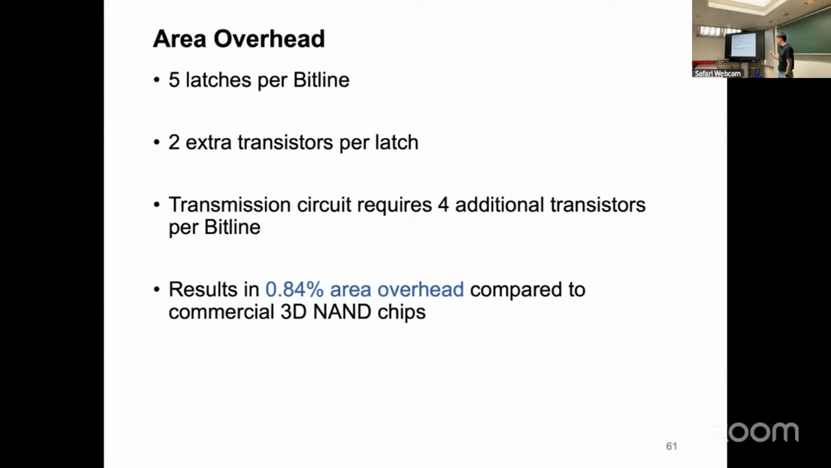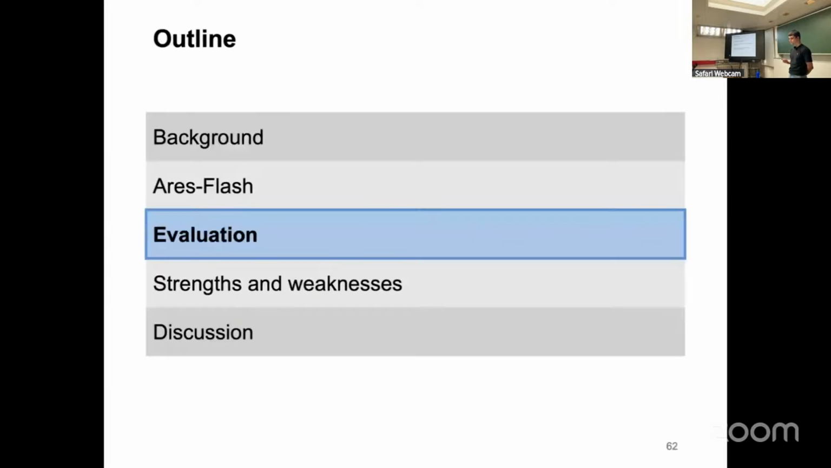So all this hardware generates some area overhead, where we have 5 latches per bit line and 2 extra transistors per latch. And the transmission circuit requires 2 additional transistors per bit line. And this results in 0.84 percent area overhead compared to commercial 3D NAND chips.